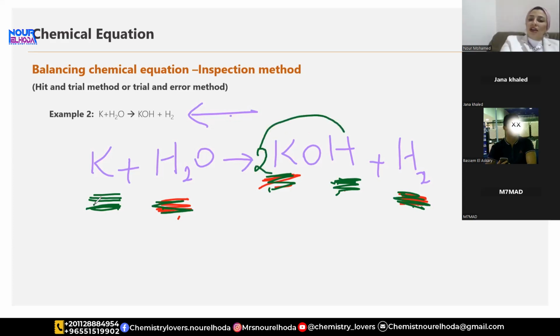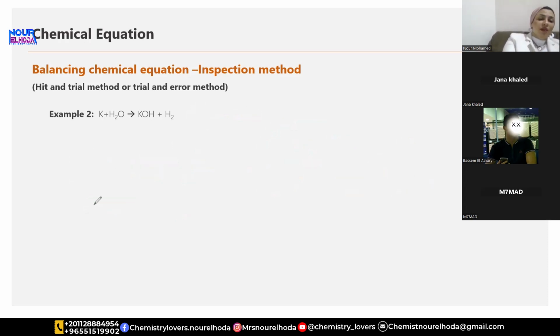Because the 2 with the hydrogen is going to be 2 hydrogen, 2 hydrogen. Exactly. So it's going to be 4 hydrogens. So you're going to go at the back and you put 2. Am I right? Yes. But here the potassium is 2, so I need to put 2. Okay. Thank you. You're most welcome.